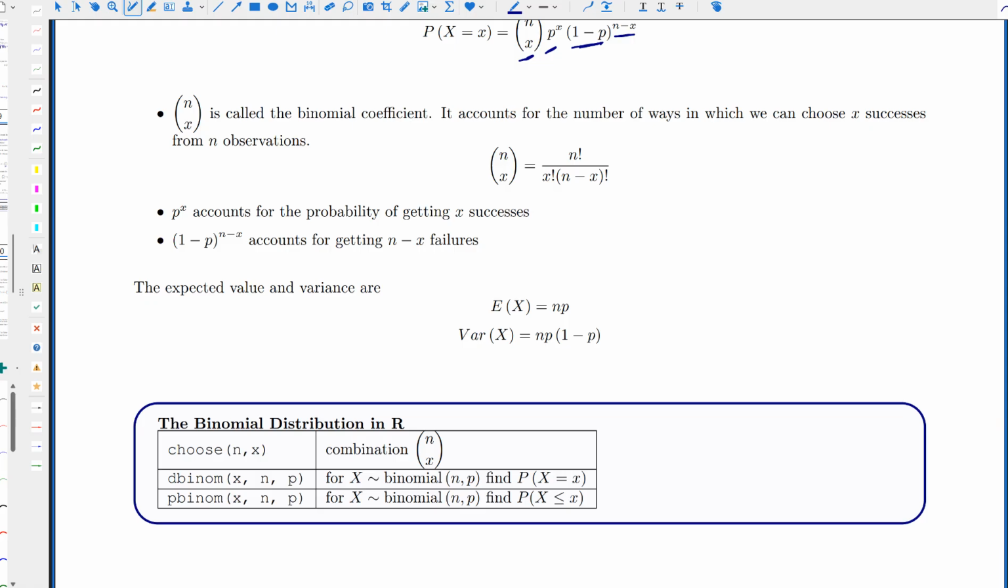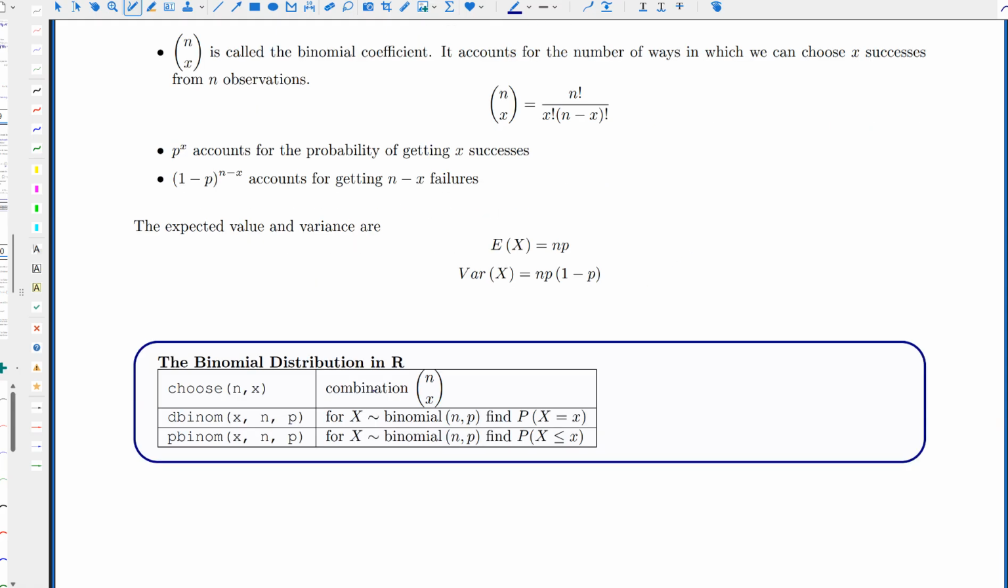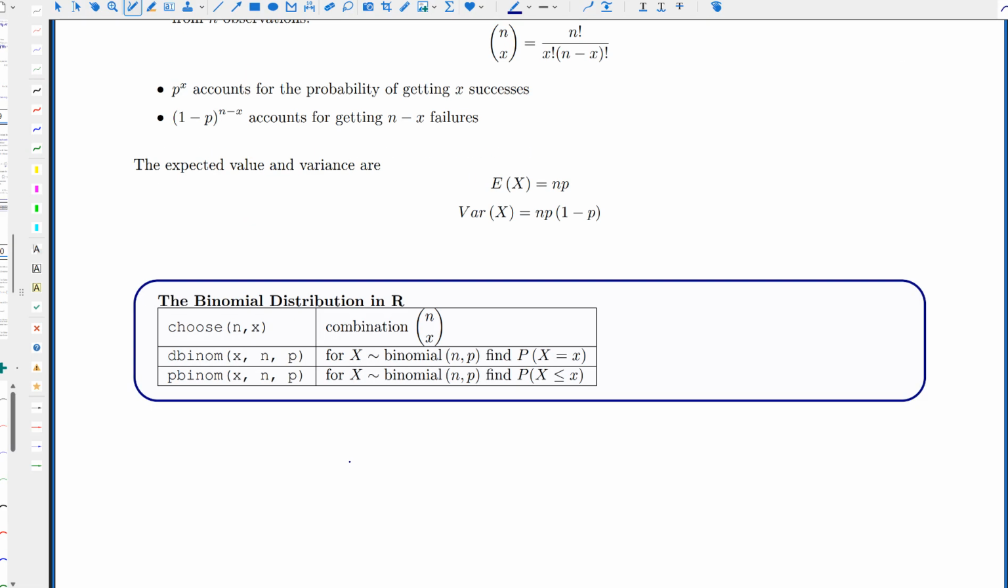There's not a nice way to find the probability that x is less than or equal to a specific value. We have to actually do that by hand. So we can use R to find our binomial distributions. If we want to do the combination part, n choose x, we type choose n comma x. If you want to find the probability that x equals a specific value, we use what's called dbinom, x comma n comma p. D was for density. And if we want the probability that x is less than or equal to x, then we do pbinom, x comma n comma p.